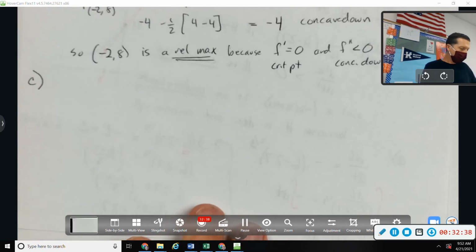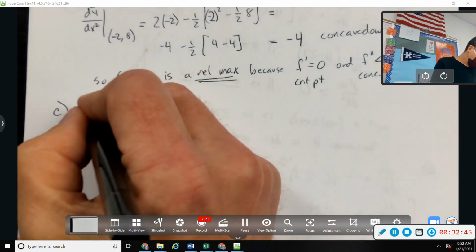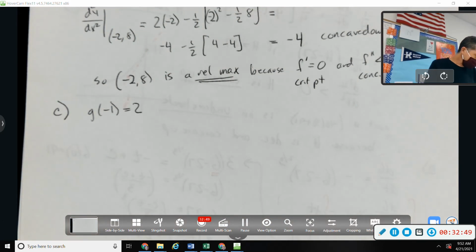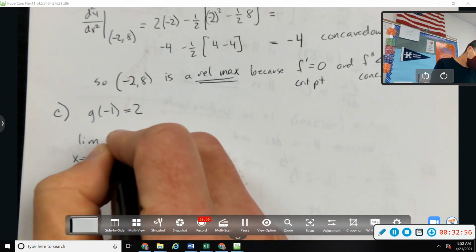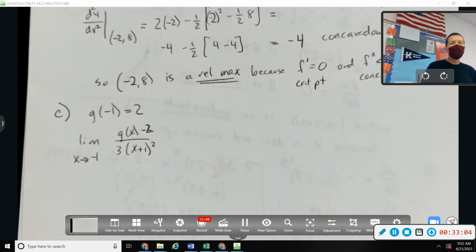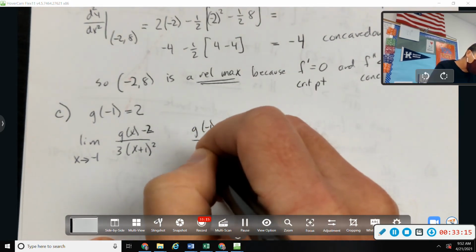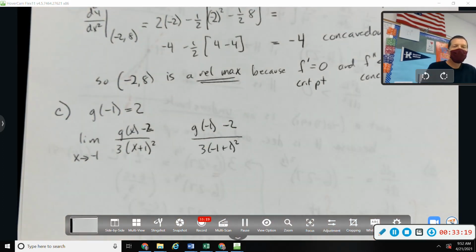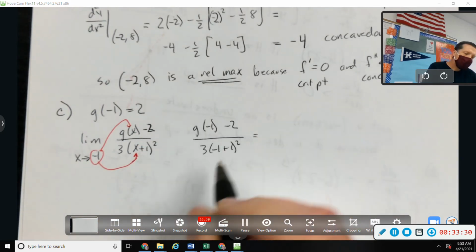Part C. Let y equals g of x be the particular solution given that g of negative 1 equals 2. Find the limit of this thing. Bet I know where this is going. Well, step 1 is plug in x and see what happens. So I plug in negative 1. G of negative 1 is 2.